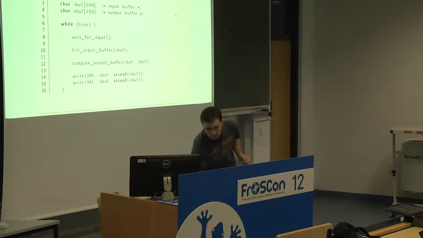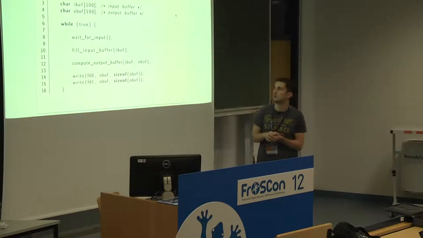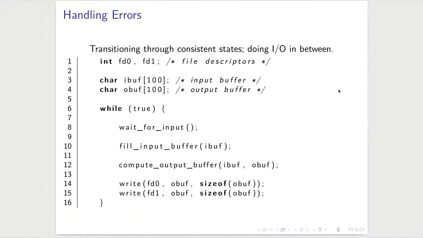Before we get to the transactional code, let us start with looking at some traditional code. This is kind of the blueprint for any application. So there are two file descriptors, FD0, FD1. We have an input buffer there. We have an output buffer. There is this endless loop. And the endless loop waits for input. It reads the input into an input buffer, computes an output buffer from the input, and then it writes the output to two files, which are described by FD0 and FD1.